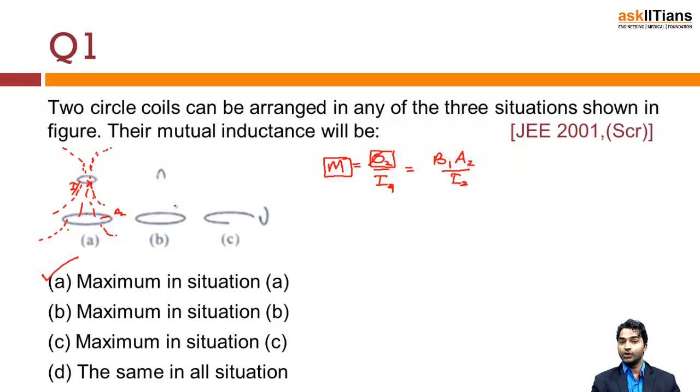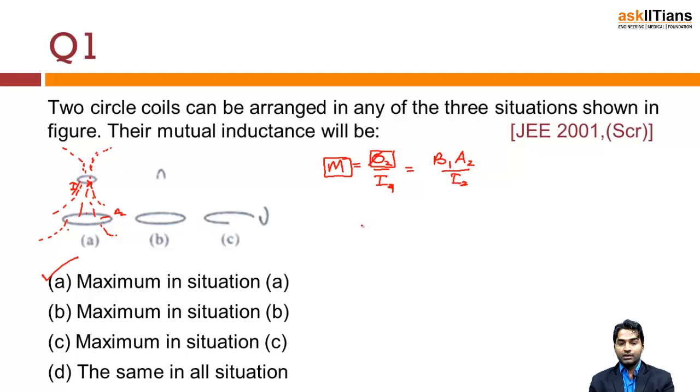The key concept used in this question is that mutual inductance is directly proportional to the flux linked with the secondary coil, and that flux is a function of the magnetic field due to the primary coil times the area of the secondary, divided by the primary current. It is maximum in case 1. That's why A is the right answer.